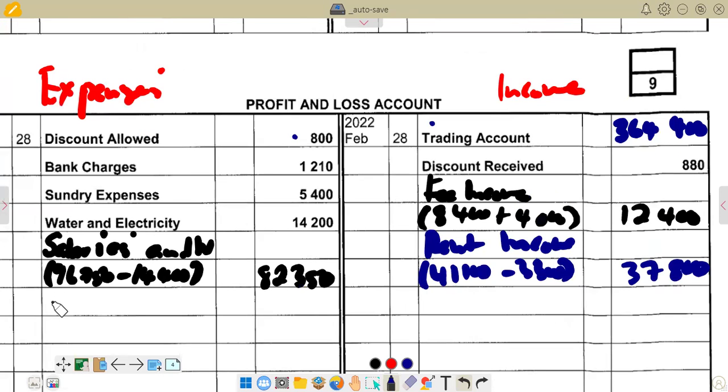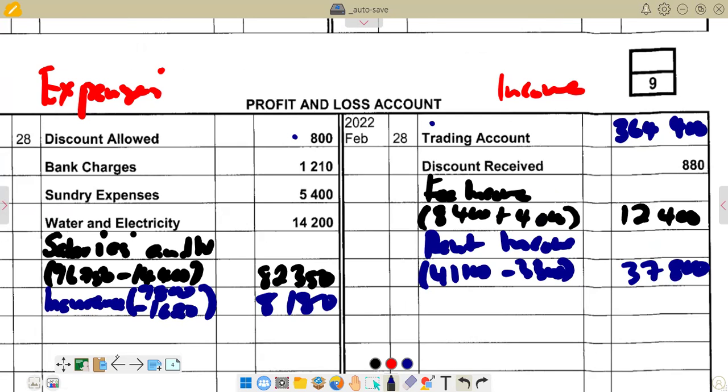So here we are saying we have insurance. On insurance, we are saying 9,800, then we subtract the figure of 1,620. And then you calculate that, we get 8,180. So remember, insurance is an expense. That's why we are putting it on the debit side of the profit and loss.